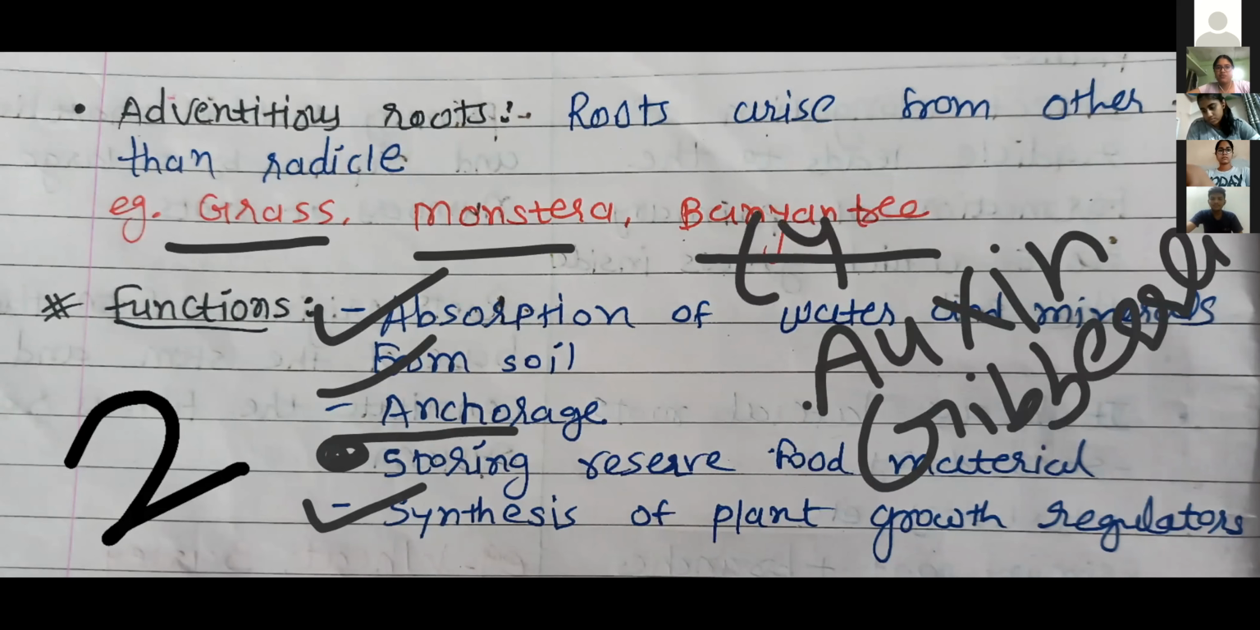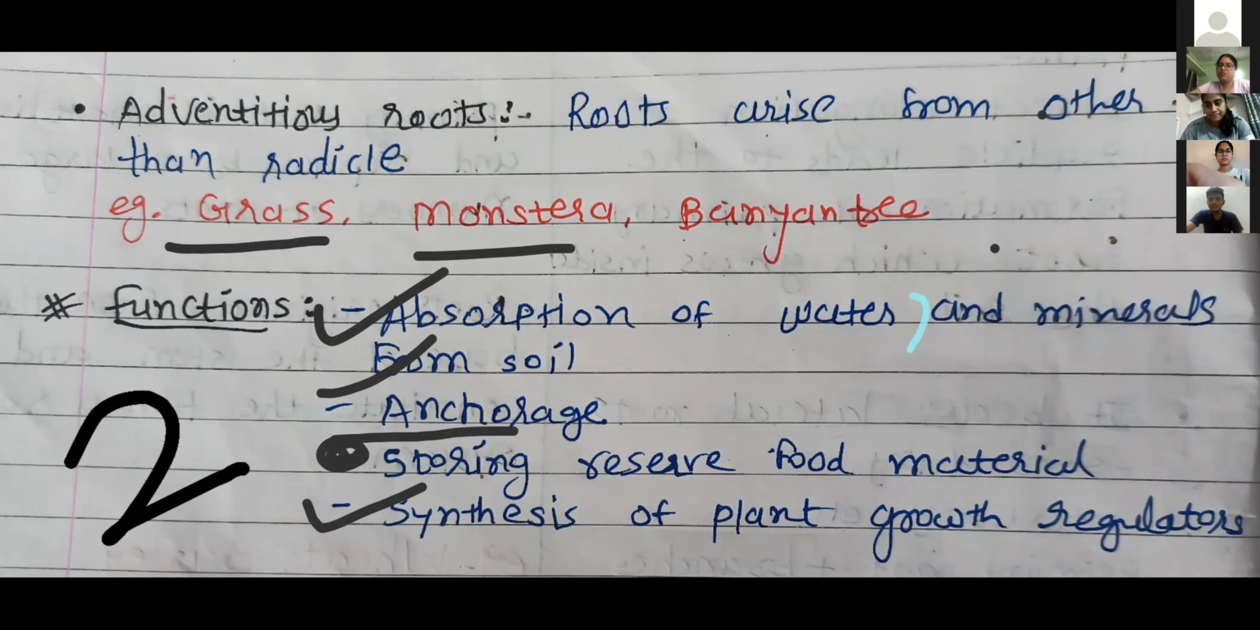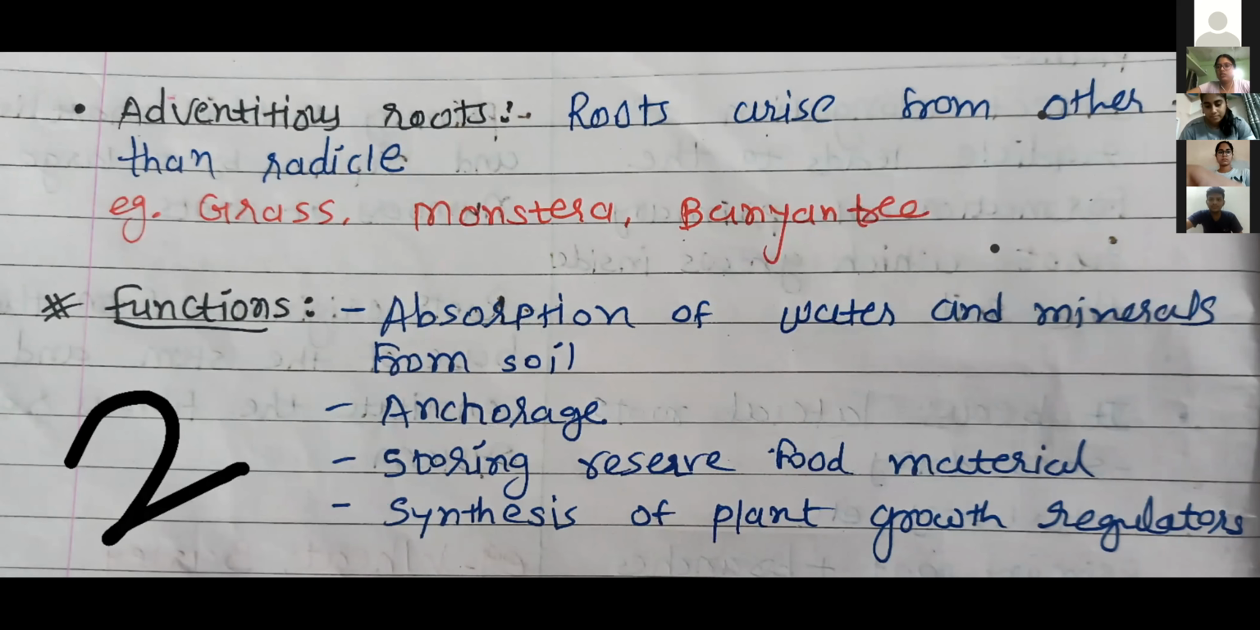Auxin, gibberellin, cytokinin, ethylene. These are the examples of plant growth regulators. So these things are produced by the root system. These are the common functions of the root: absorption of water and minerals. Then remember, second point, encourage. Third point, that is the plant growth regulator synthesis. And the fourth point, for only some roots, that stores the food, reserve food material.